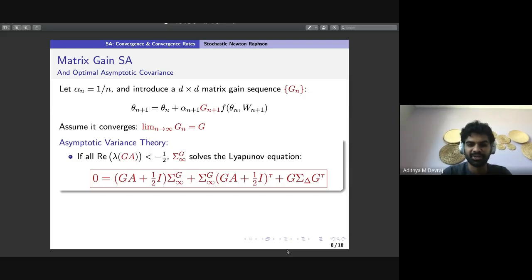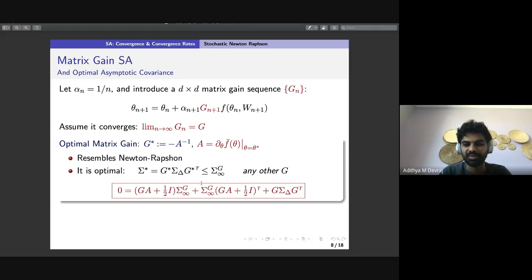And that's exactly what I was going to get to next. You can optimize this quantity here, the sigma infinity of G, over all possible matrices G. It turns out that the optimal G star is minus A inverse, which is what you would do in a Newton-Raphson like algorithm. You can show that the asymptotic variance for G star equal to minus A inverse can actually be obtained in closed form, defined here, and that it's smaller than or equal to the variance for any other matrix gain G, in the positive definite sense.